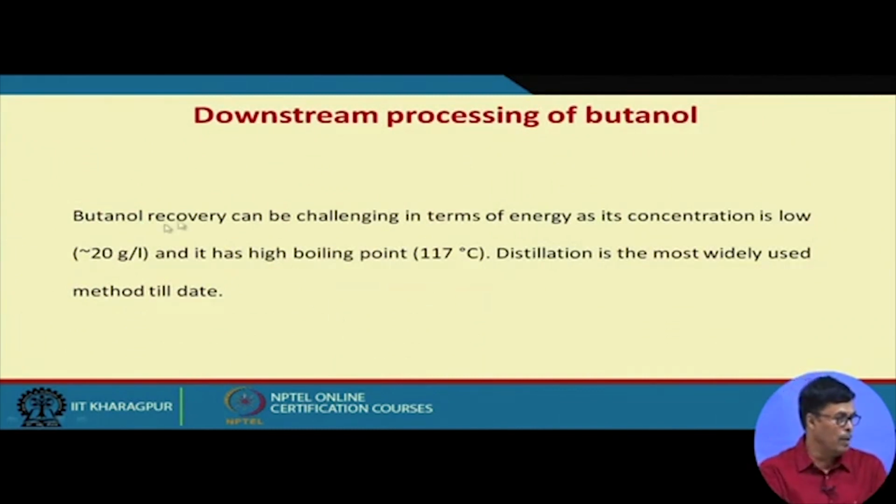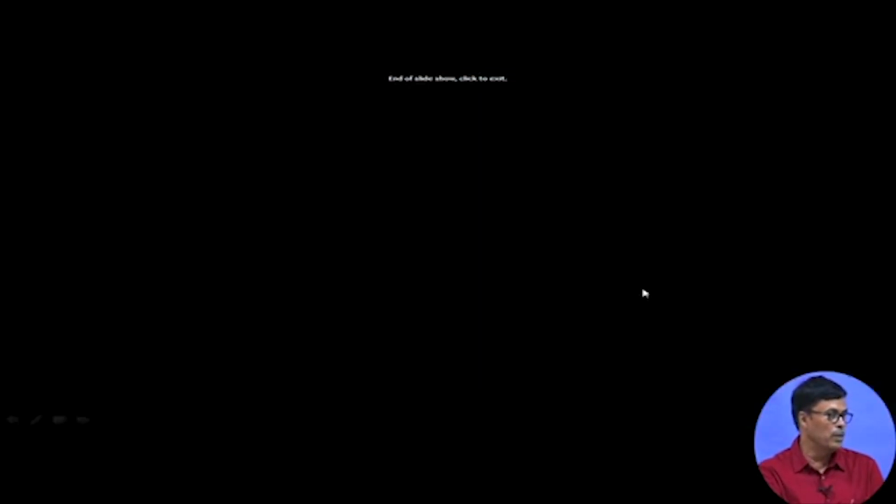Now, we have downstream processing of butanol. Butanol recovery can be challenging in terms of energy, as the concentration is very low, about 20 grams per liter, and it has a high boiling point. So distillation is the most widely used method.